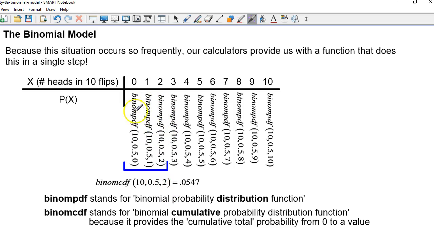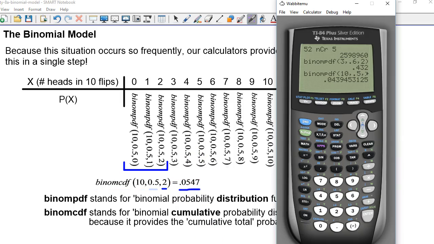So binomial PDFs give me exact probability values for exact cases, but if I want to find the probability of 0, 1, and 2 altogether, the cumulative total, I can use the binomial CDF function and say out of 10 trials, 0.5 chance of having a head, up to and including 2. And I can get that calculated in a single step. Let me show you where that is on the calculator.